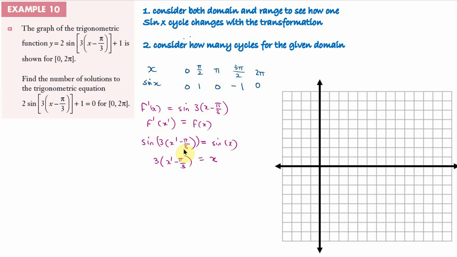So just equating the contents of the sine function, I want 3 x dash minus pi on 3 to equal x. And that gives me the relationship between my transformed x dash, and my original x. I can just make x dash the subject, and x dash equals x on 3 plus pi on 3. And now I can look at the x values for one complete cycle of my transformed sine function.